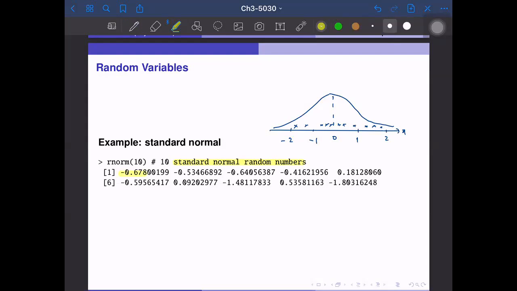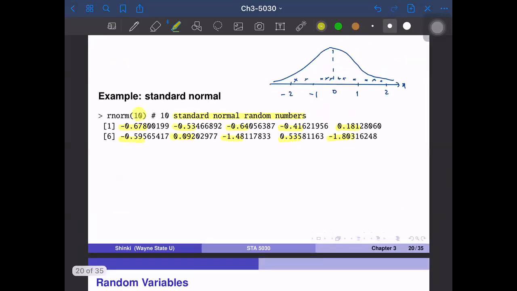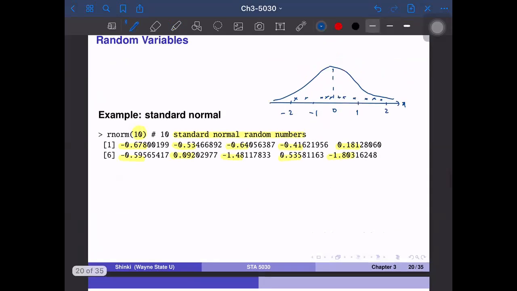-0.67, -0.53, -0.64, -0.41, +0.18, and so on, 0.09, -1.48, 0.53, -1.8. So these are random numbers. You can just specify the number of observations here. You can also change the mean and the standard deviation. We will see in the next slide.